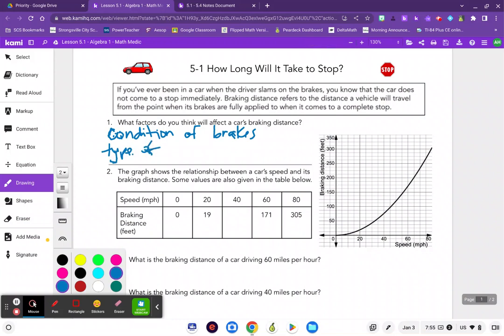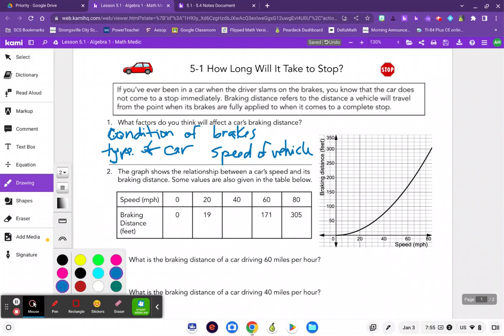If it's a truck, which is going to be way heavier than a smaller vehicle, the heft of that could come into play when you're looking at the braking distance. I might also say something like the speed of the vehicle, right? It might depend on how fast you're going. So these are all things that could come into play when you're looking at braking distance.